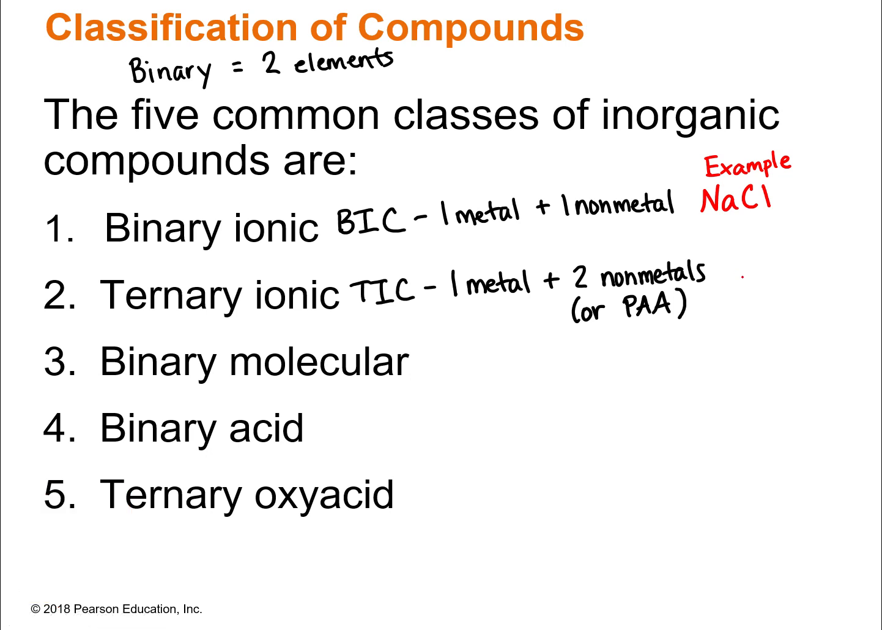An example of this would be sodium nitrate. The NO3 is a polyatomic anion. It's a group of atoms that have a charge.